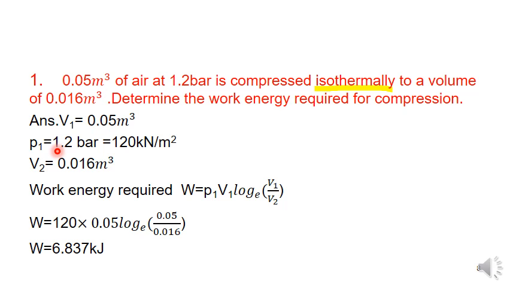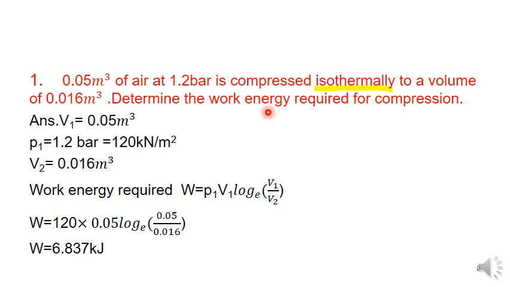The pressure is 1.2 bar. I am converting this bar into kilonewton per meter square. Already in the last class I told you, 1 bar is equal to 10 to the power of 5 newton per meter square. I am writing 10 power 5 as 10 square into 10 power 3. 10 power 3 I am writing as kilo, and 1.2 into 100 becomes 120 kilonewton per meter square. Next, compressed to a volume V2 is equal to 0.016 meter cube.